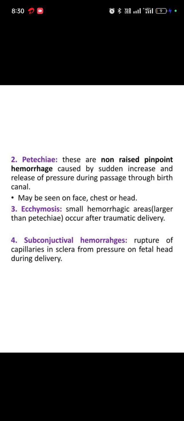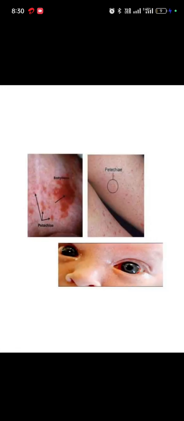Next, subconjunctival hemorrhage, a rupture of capillaries in the sclera. When pressure is applied on the fetal head during delivery, the rupture of capillaries in the sclera will cause subconjunctival hemorrhage. You can see petechiae and ecchymosis, and you can see in the third picture subconjunctival hemorrhage, the redness.